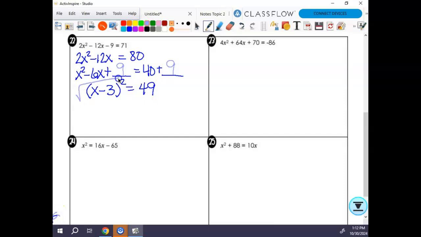Then I'm going to take the square root of both sides. And that's going to leave me with x minus 3 equals plus or minus 7. So I will get x minus 3 equals 7, and x minus 3 equals negative 7. So that means that x is equal to, let's see, I would add, so I would have a negative 4 and 10. Do I agree with that? What questions do you have?